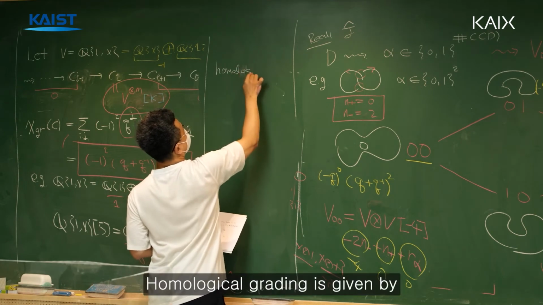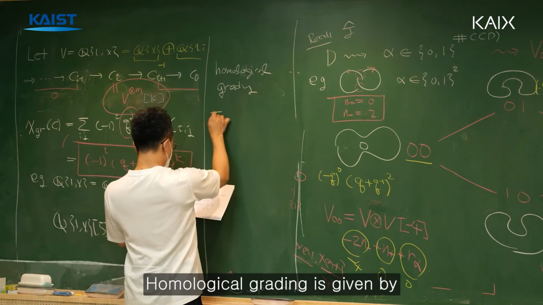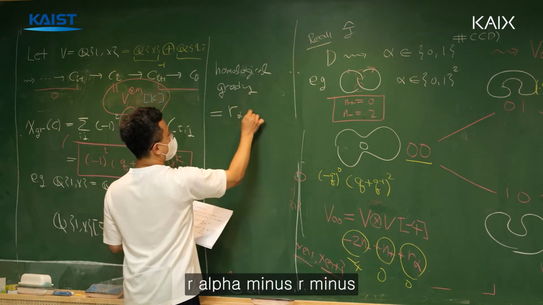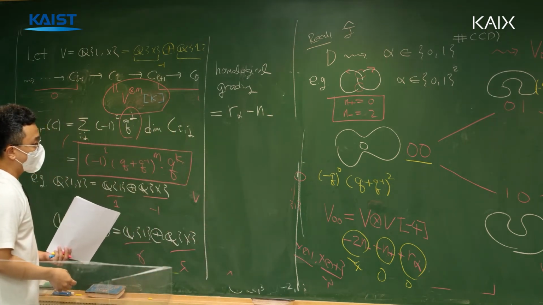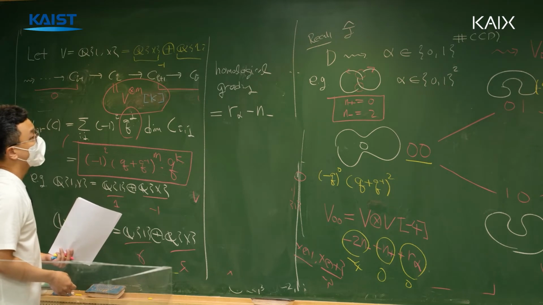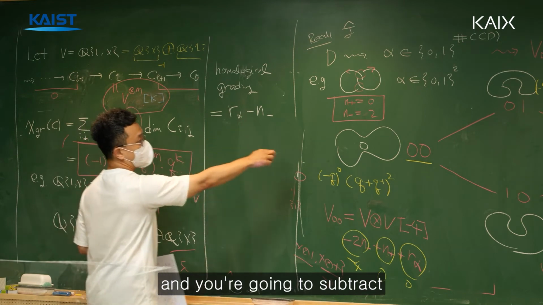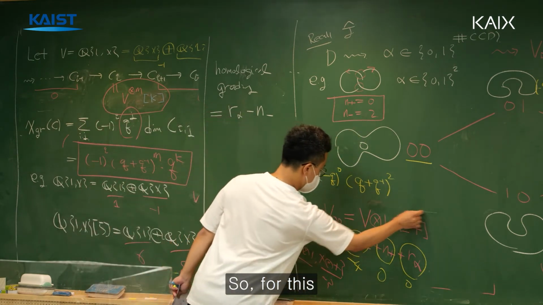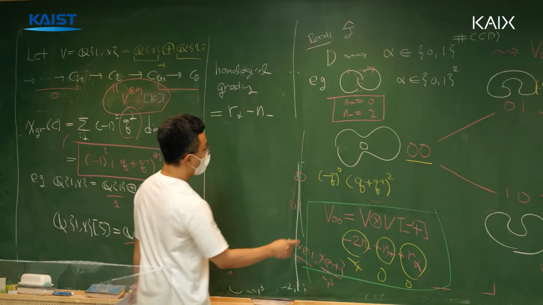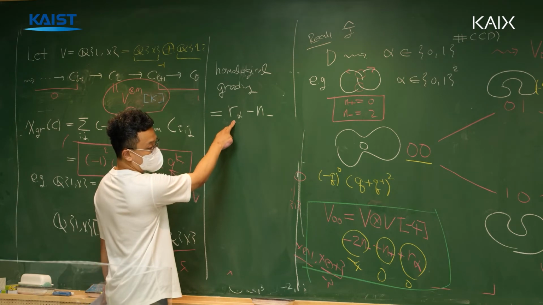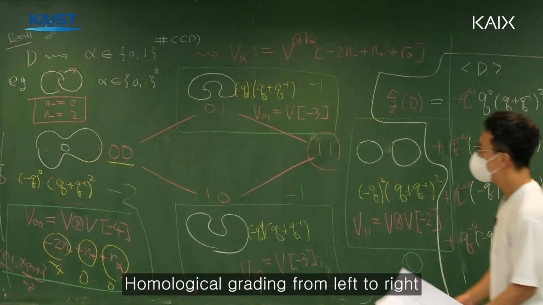The homological grading is given by R alpha minus n minus. So it's the number of ones that you see in alpha, and you're going to subtract n minus. So for this, the homological grading is going to be 0 minus 2. So this will be minus 2, homological grading. Homological grading from left to right.